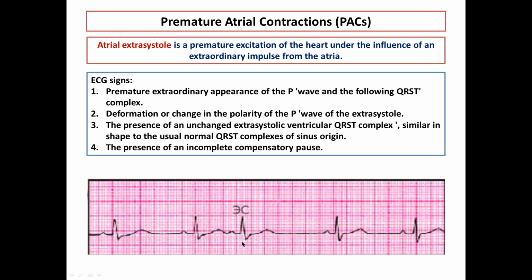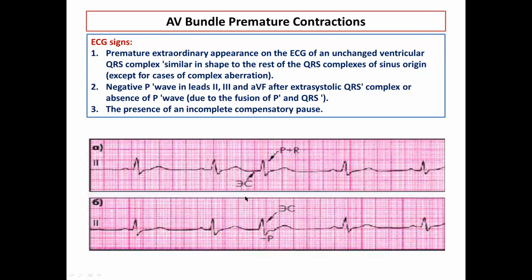Presence of an unchanged extrasystolic ventricular QRST complex. You see the extrasystolic ventricular complex is the same as the normal complex, and there is presence of an incomplete compensatory pause. These are the signs of premature atrial contraction.